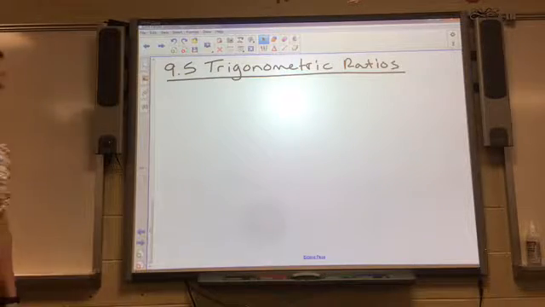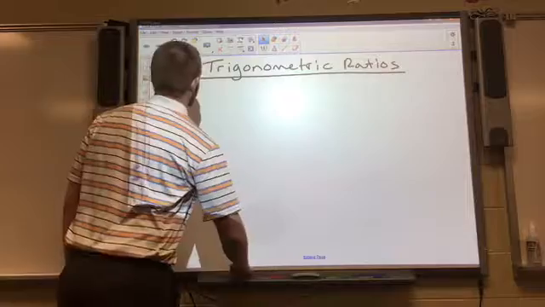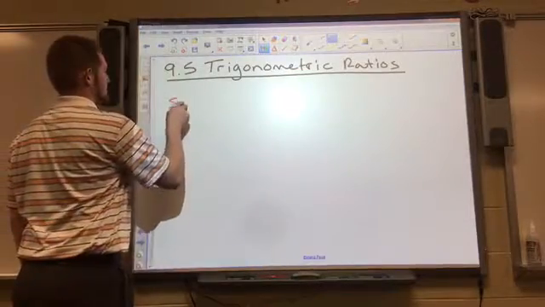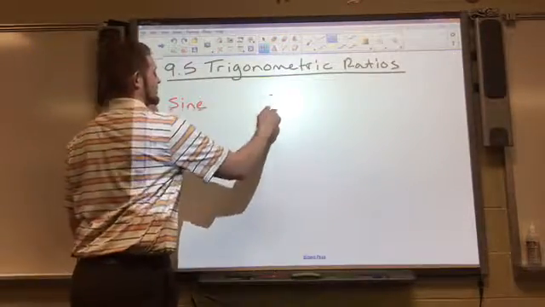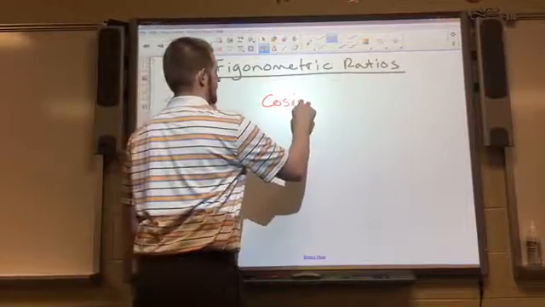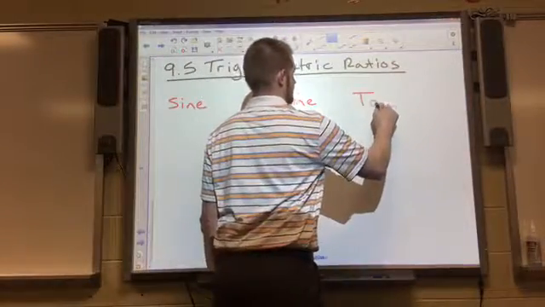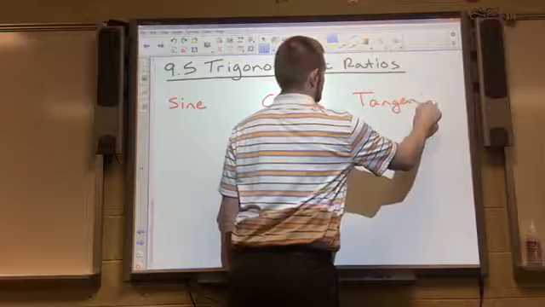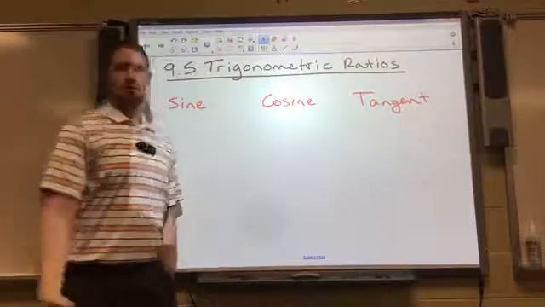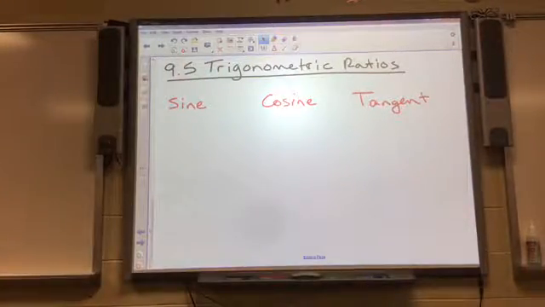Most of you are going to recognize these 3 words. The first one is the sine. Second one is the cosine. And the third one is the tangent. Have you guys at least heard those words before? Most of you probably have at least heard them before.